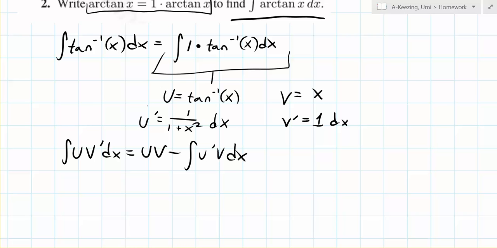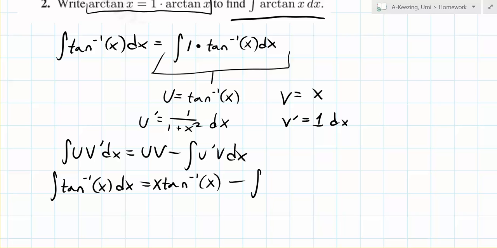So we're given all four of these functions above. So let's just say the integral of u, which is tan inverse of x, and v prime, which is 1. So let's just let that be. dx equals, and then u and v, tan inverse of x. I'm going to put the x in front because it looks prettier, minus the integral of u prime, which is 1 over 1 plus x squared, times v, which is again 1, so we don't have to include it, dx.